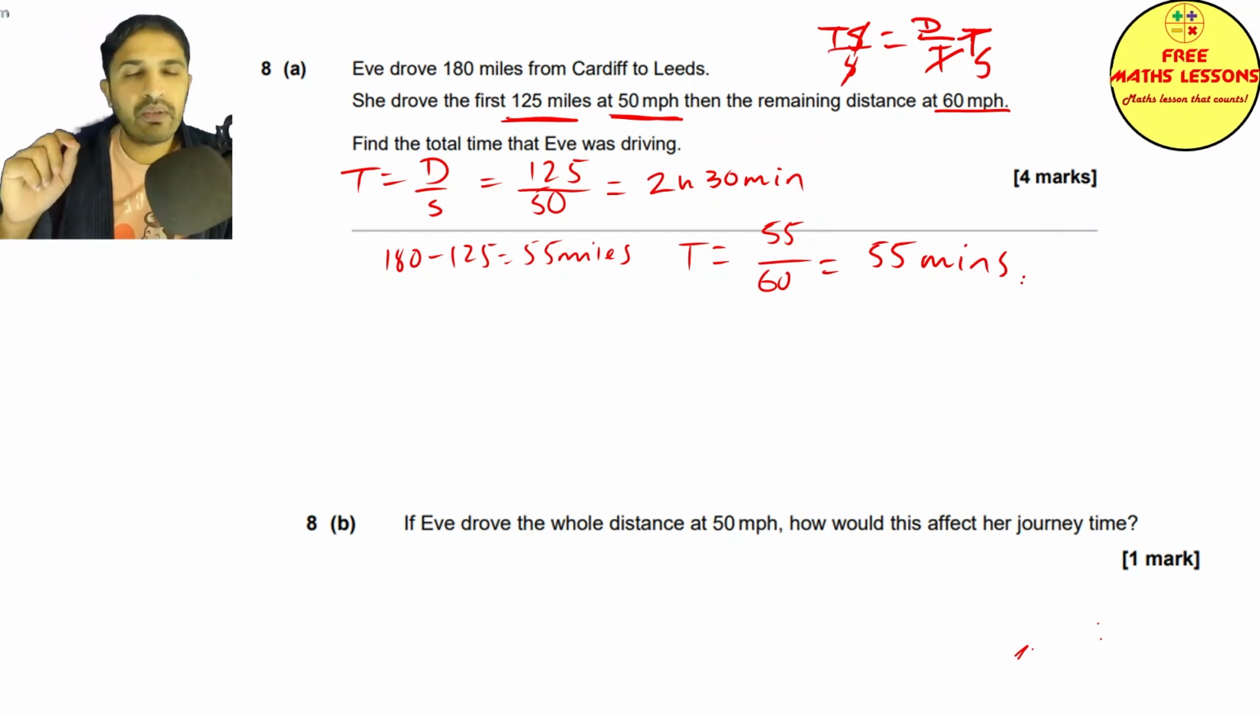It will give you 55 over 60, which is a fraction, because you can't really say how many times 60 goes into 55.